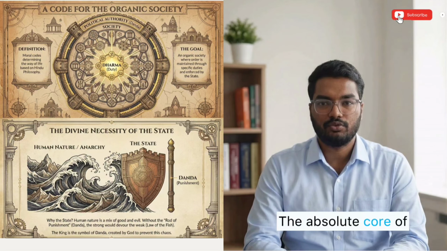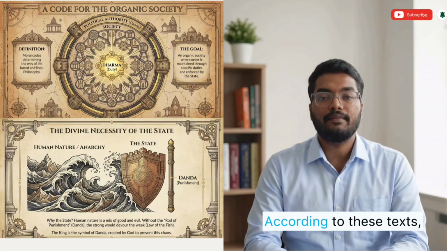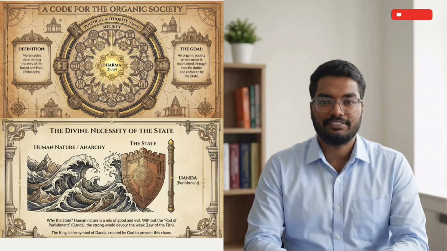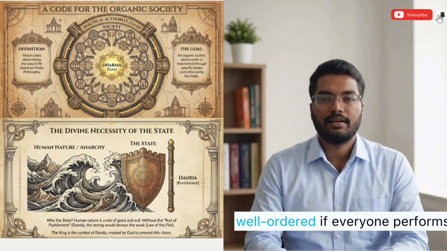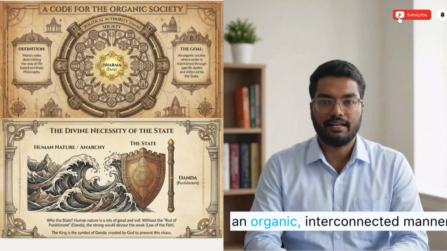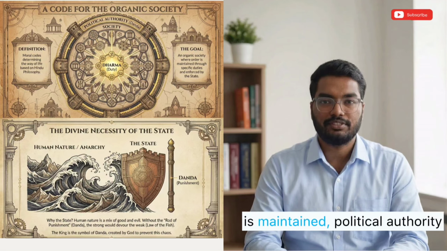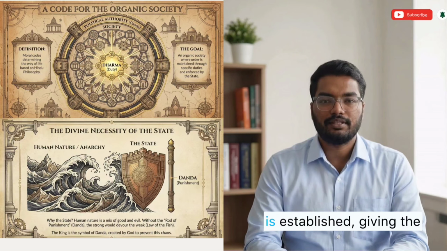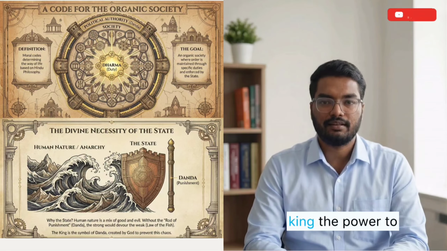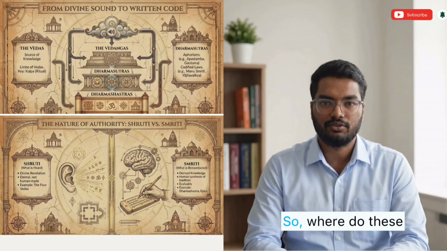The absolute core of this tradition is right in the name, Dharma, which translates to duty. According to these texts, a society is only well ordered if everyone performs their designated duty in an organic, interconnected manner. To ensure this order is maintained, political authority is established, giving the king the power to use danda, or punishment. So, where do these texts come from?